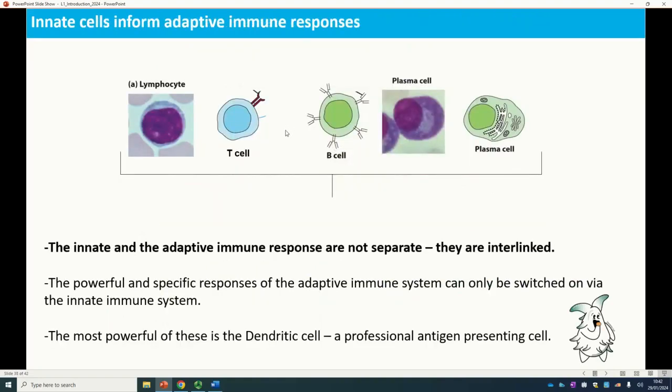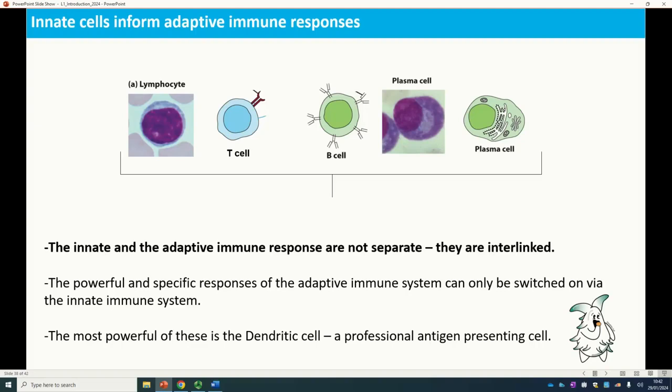So let's have a look in terms of the innate and the adaptive immune response. These are the cells from our adaptive immune response. We've got our lymphocytes, so our T lymphocytes, or T cells, B cells, and then we have the plasma cells, which have differentiated from our B cells.